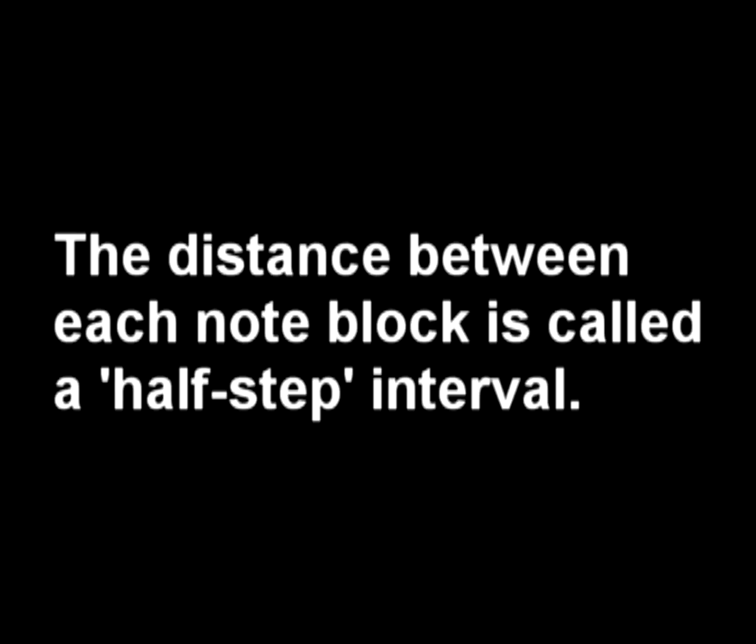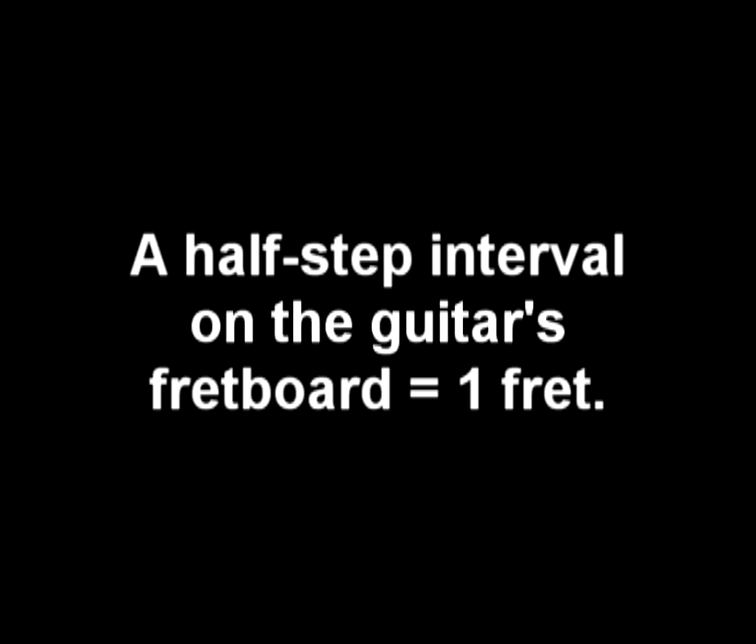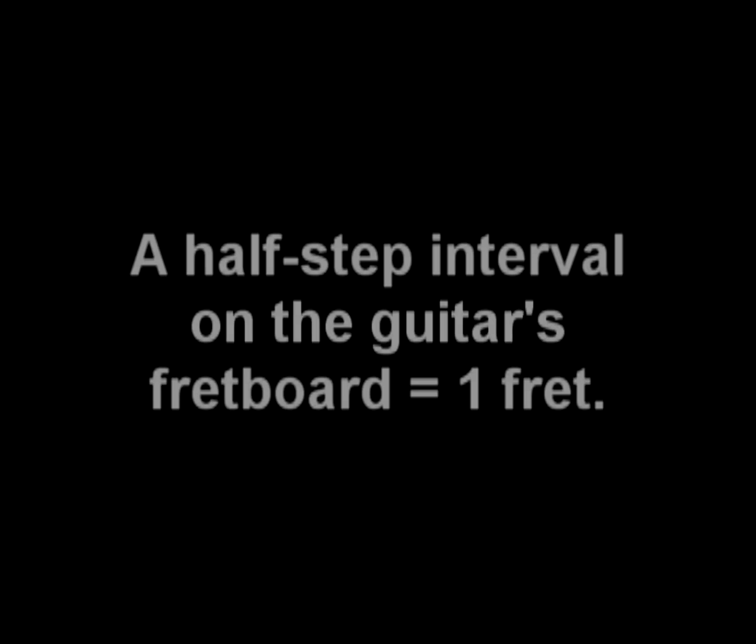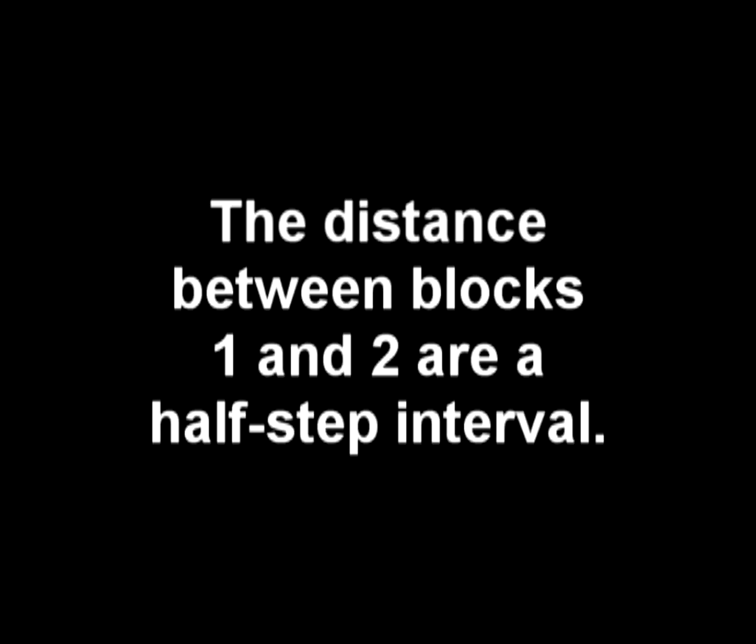So, there are 12 different notes in music, and again we can imagine them as blocks. Now the distance between each note block is called a half-step interval. A half-step interval on the guitar's fretboard is 1 fret. So the distance between blocks 1 and 2 is a half-step interval, and the distance between blocks 2 and 3 are a half-step interval, and so on.